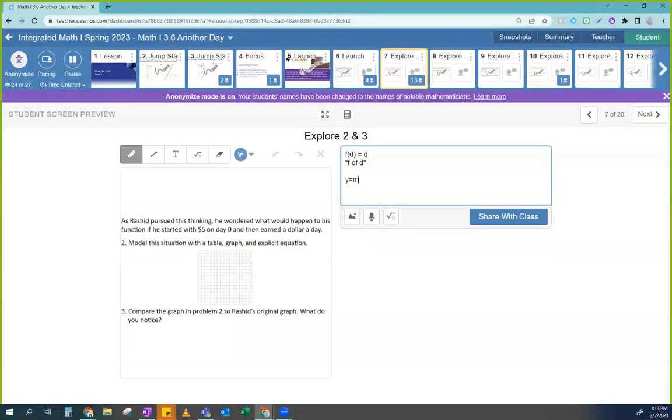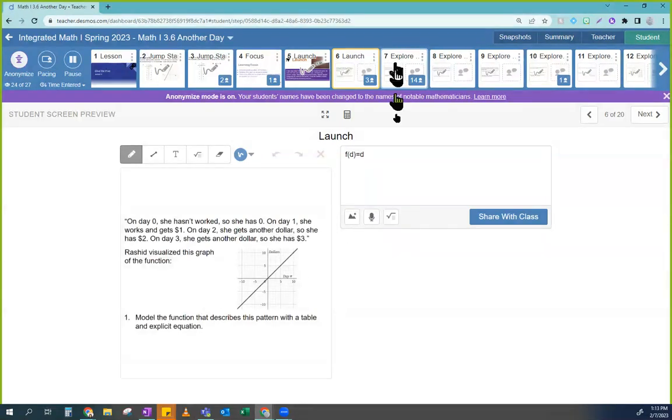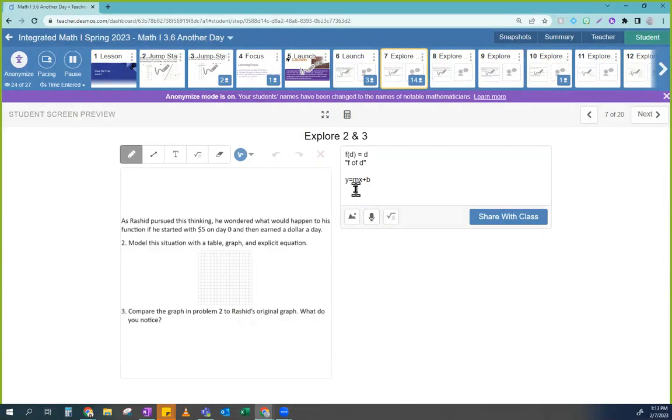Because you guys know it's a line, right? You just saw it as a line over here, right? So it's either going to affect A, your slope, or B, your y-intercept. So is it going to affect your slope or is it going to affect your y-intercept? What do you guys think?